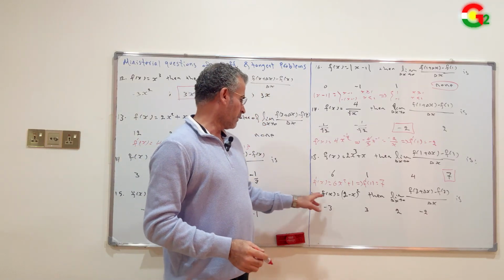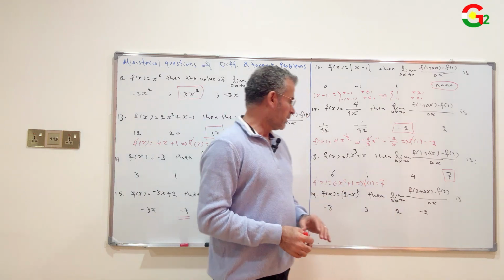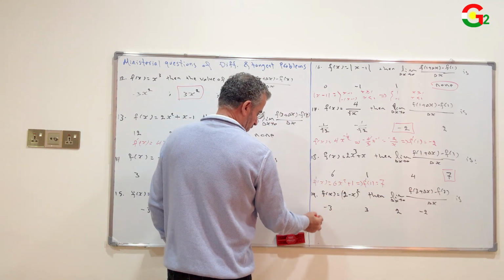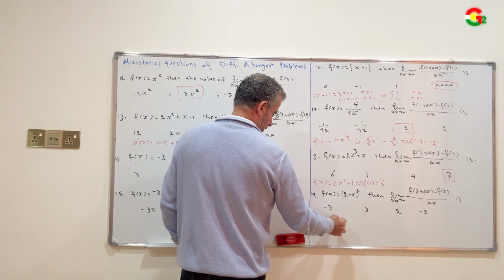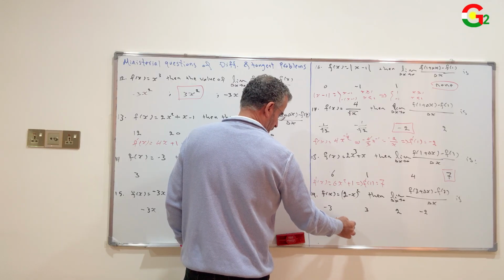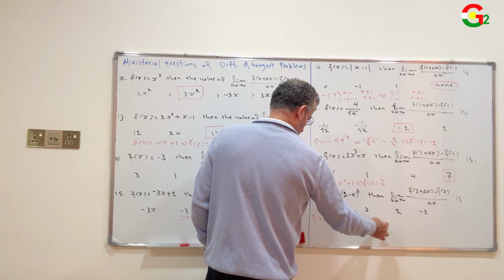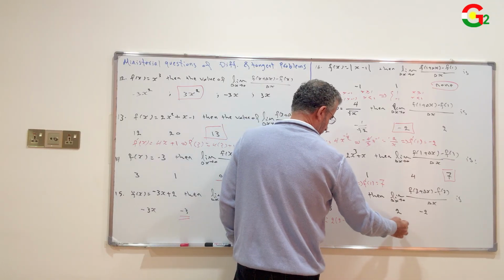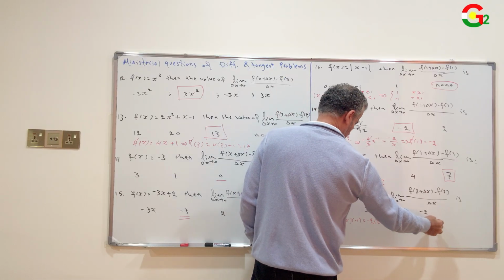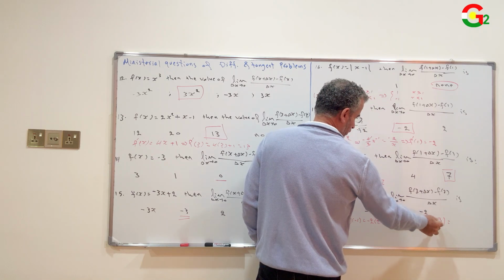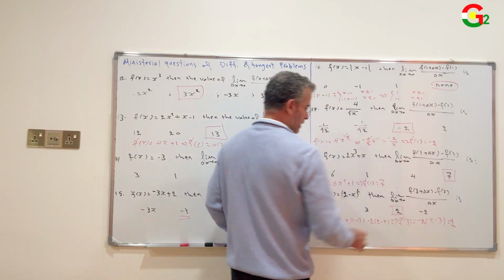Question number 19, f of x equals (2 minus x) all to the power 2, then the derivative at 3. If we differentiate this function, its derivative is 2 times (2 minus x) times negative 1, equal to negative 2 times (2 minus x). If we replace x with 3, then 2 minus 3 equals negative 1, and negative 1 times negative 2 is 2. The right choice is C.